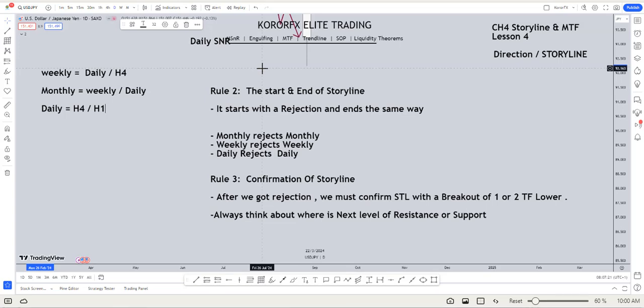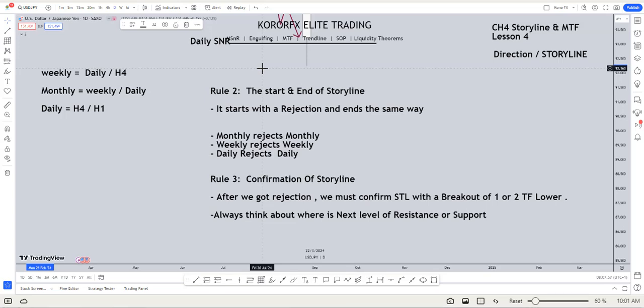So if we got a rejection of weekly, we must get a breakout of daily. If daily is not clear, H4. If we got a monthly rejection, we must get a weekly breakout. If weekly is not clear, then we must go down to daily. If daily is breaking, it's okay. If we got a rejection on the daily time frame, then we must get an H4 breakout. If H4 is not clear, then we must go to the 1 hour. That will be two time frames lower.